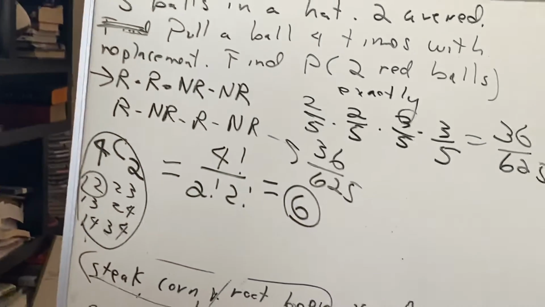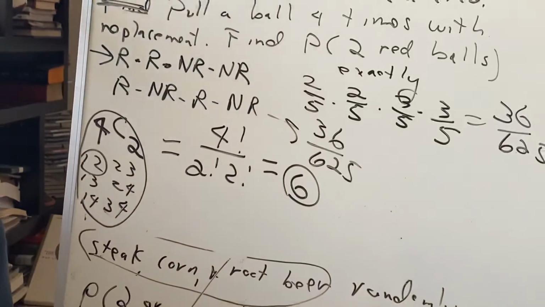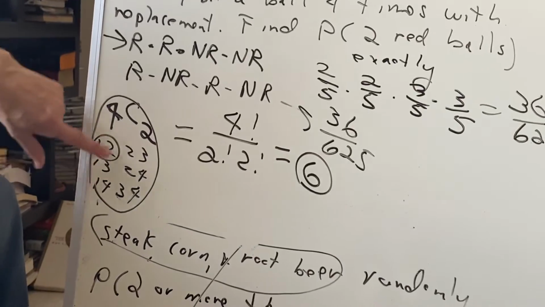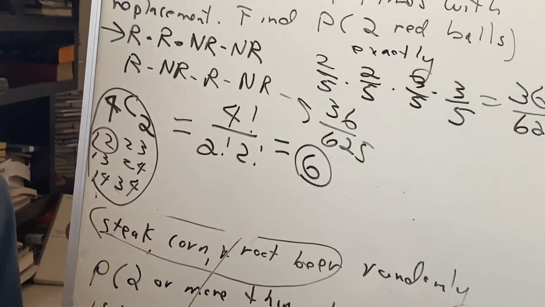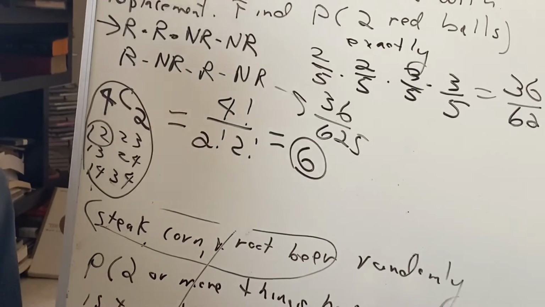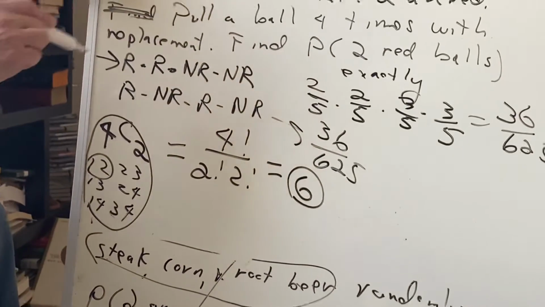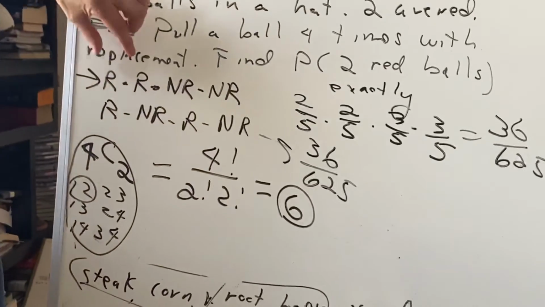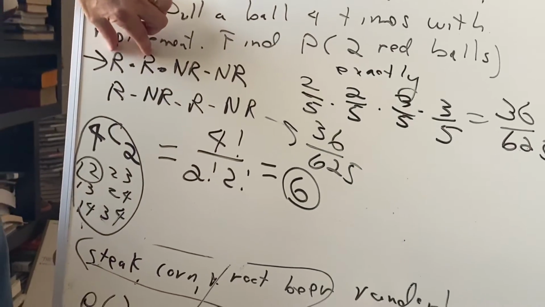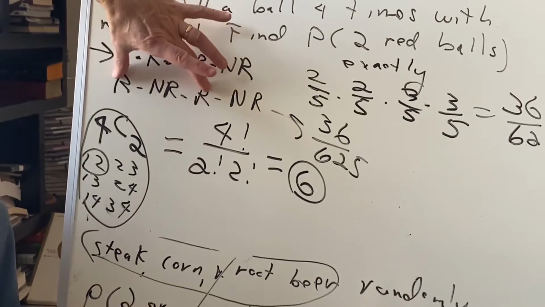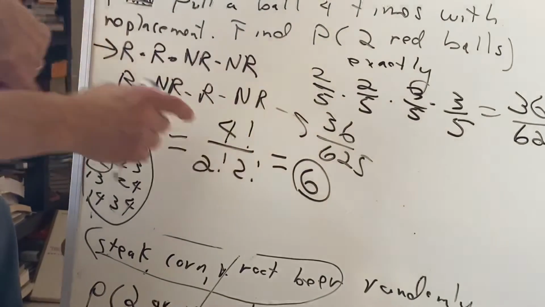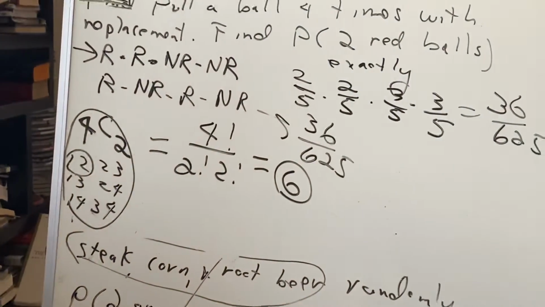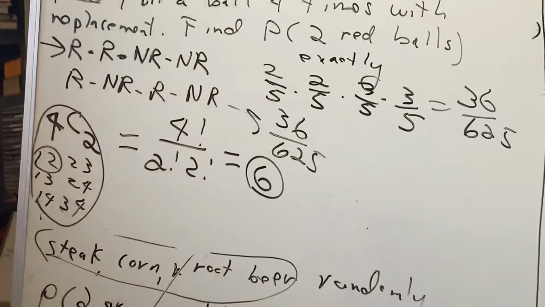Here's why, and it's a little bit tricky. Notice I emphasize we could have a 1 and a 2, 1 and a 3, 1 and a 4, 2 and a 3, 2 and a 4, 3 and a 4. Well, isn't the same type of thing happening where the reds could occur? The reds or the non-reds, take your pick. But let's focus on the reds. They could occur in the 1 and 2 position, the 1 and 3 position, the 1 and 4 position, the 2 and 3 position, the 2 and 4 position, the 3 and 4 position. There are 6 ways.